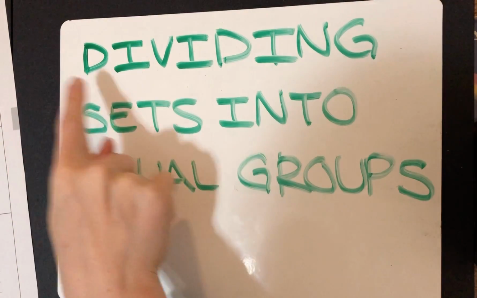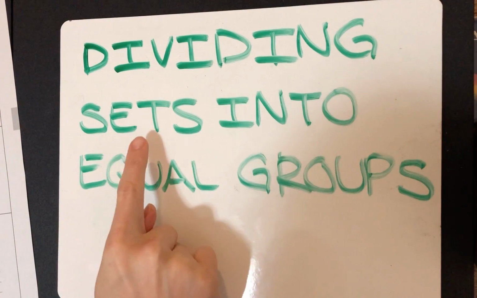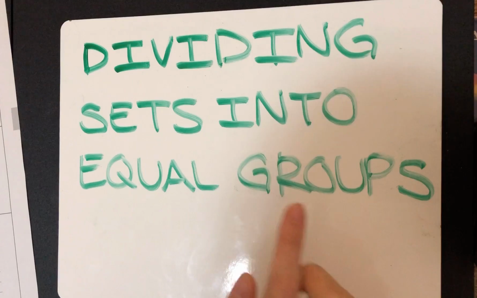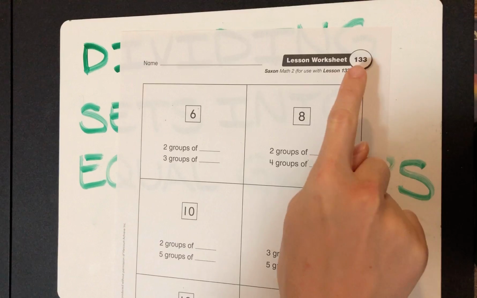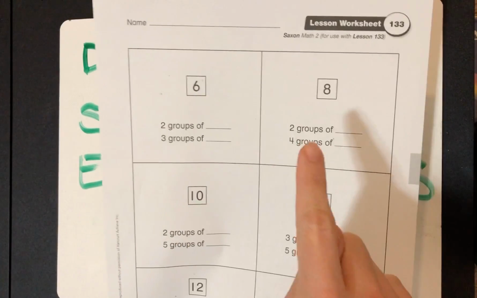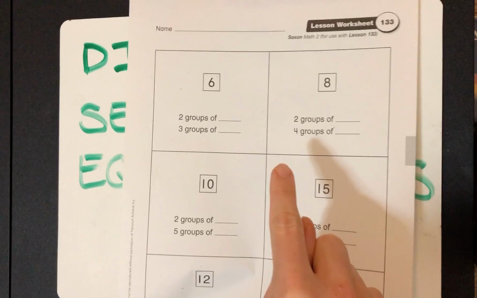Hi, second graders. So today we're going to be talking about dividing sets into equal groups. And I'm going to be doing this worksheet with you guys. So this is lesson worksheet 133, and I want you to follow along with this worksheet. So make sure you have it when you're watching this video.